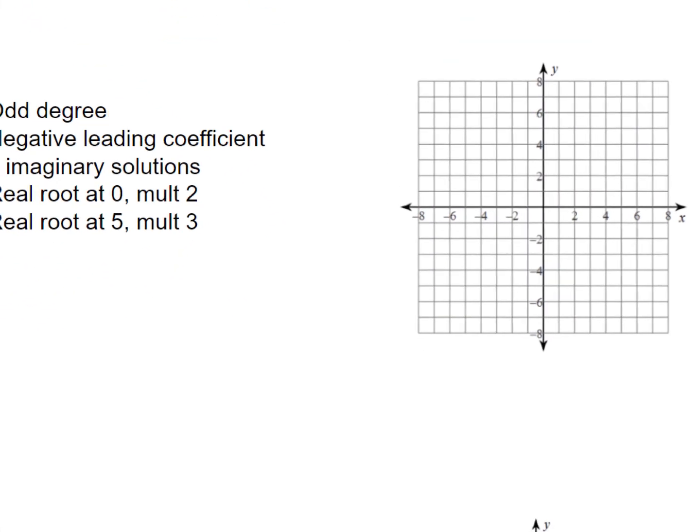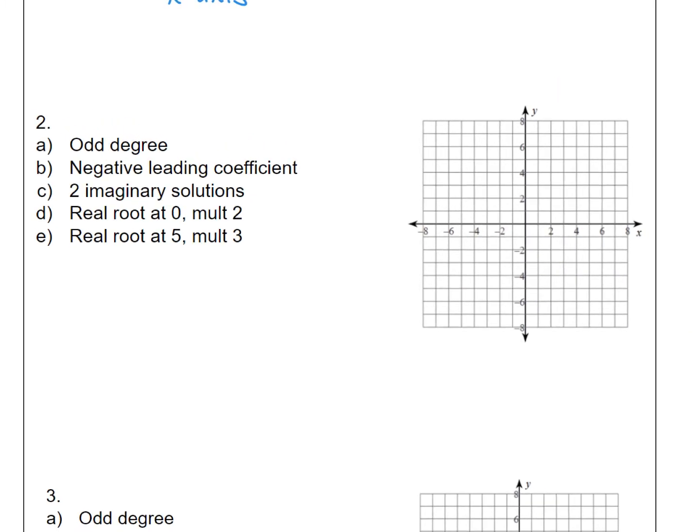Okay, number 2 says odd degree, negative leading. Left and right arrows. What we got? Left is up, right is down. I like it, okay? Just like a negative sloping line. That would be an odd degree and a negative leading coefficient. If I had a negative mx plus b, it'd be a negative sloped line. Good. 2 imaginary solutions. Where do those go? At the beginning or the end, probably. That'd be a good place for them.